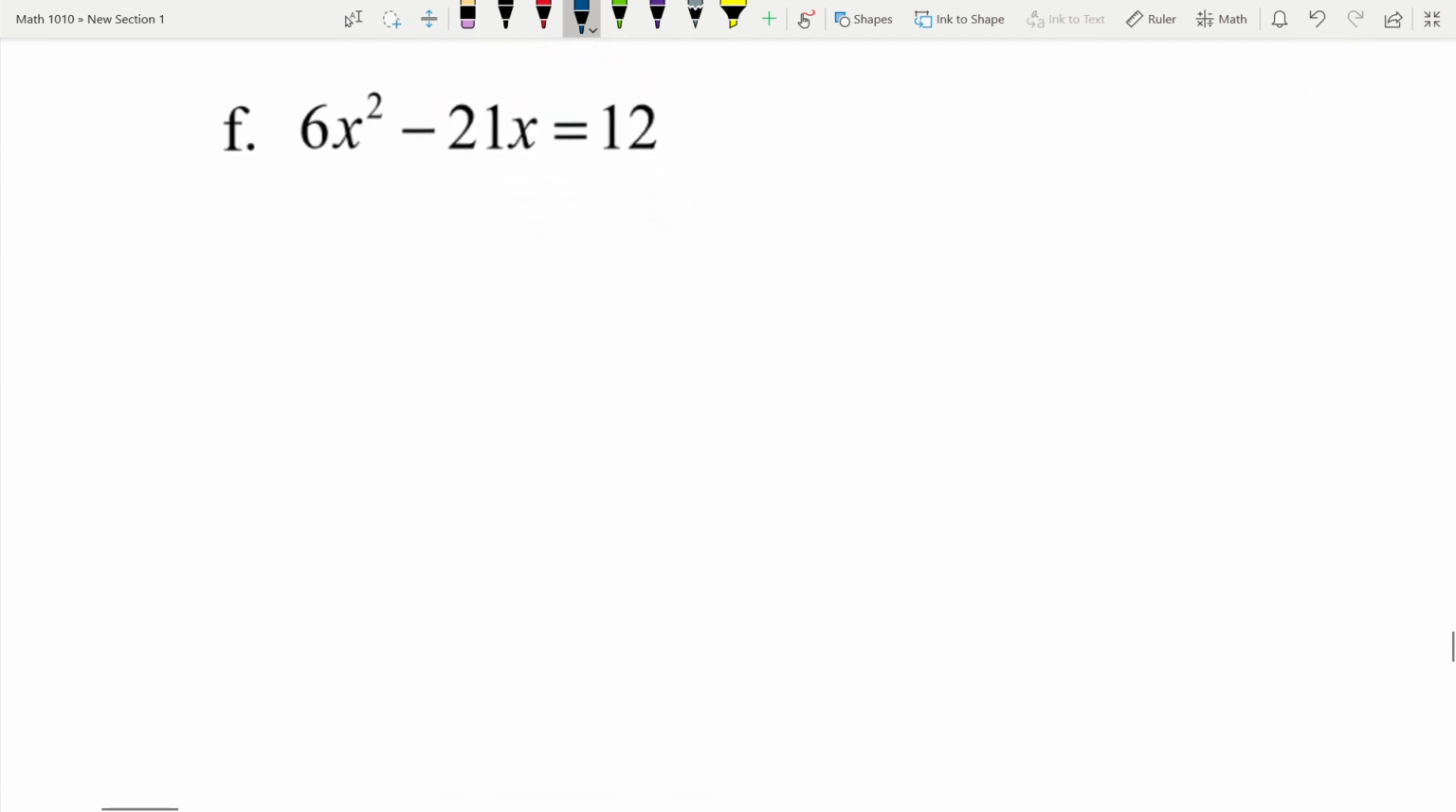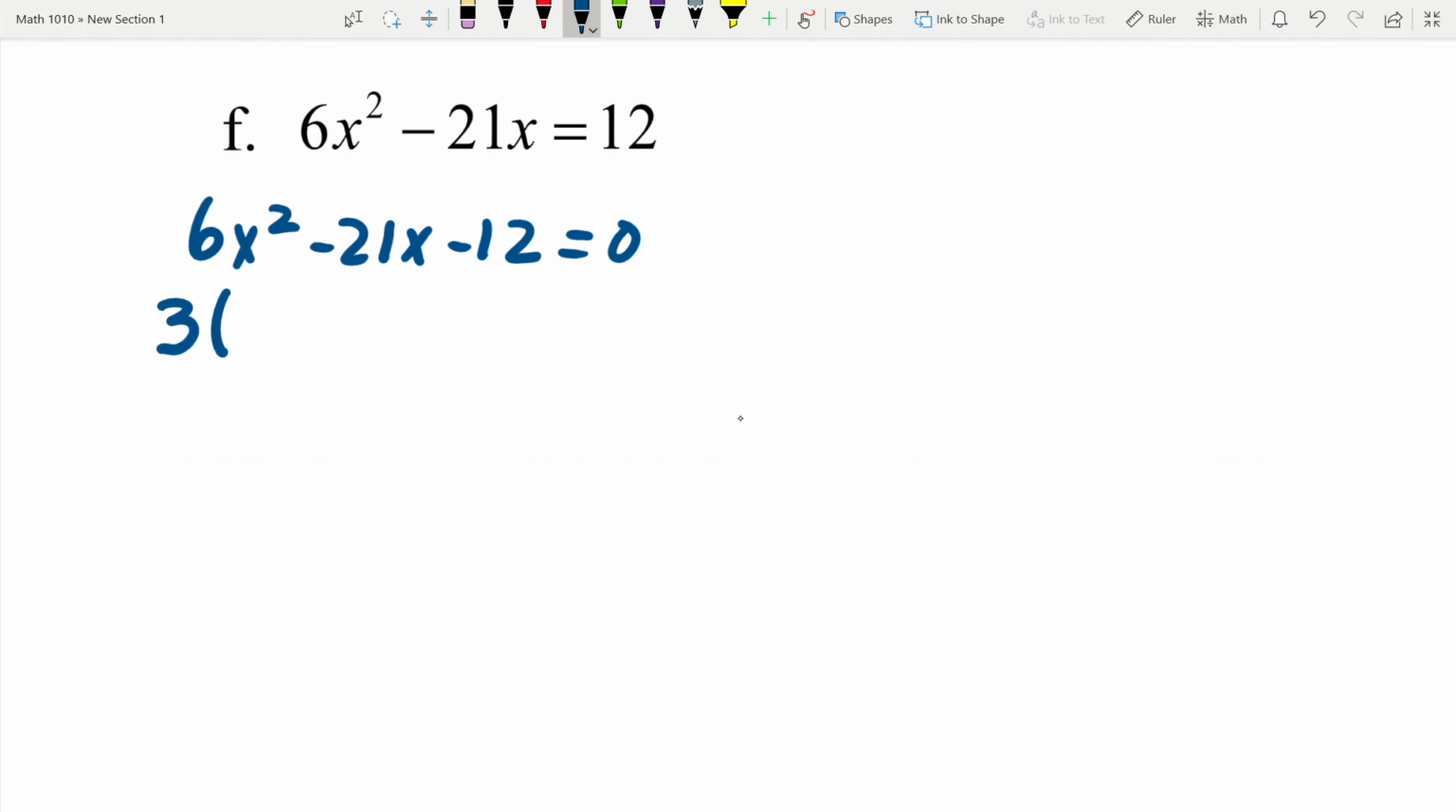Okay, step number 1, set it equal to 0. So you have 6x to the second minus 21x minus 12 equals 0. Okay, there's really a lot of options of what we could do next. What would you do? I know what I would do. I would take out a 3 because it's going to make the factoring easier if I do that. So if I take out a 3, I'm left with 2x to the second minus 7x minus 4 equals 0. Then I factor it.